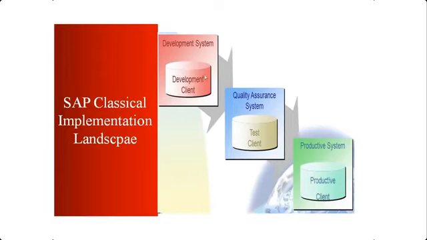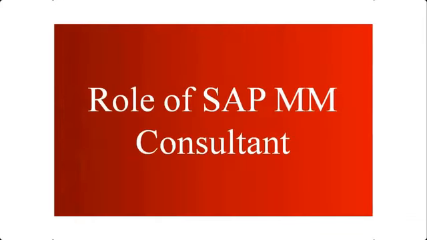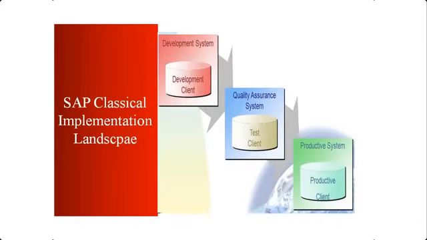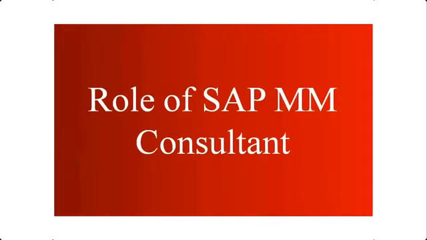So again, the same thing as you can see here. First, this pink one is the development system. From here, the changes will be sent to the test client or test system, and finally the changes will be sent to the production system. That's all about classical implementation. You need a little bit of understanding about the system before we start.